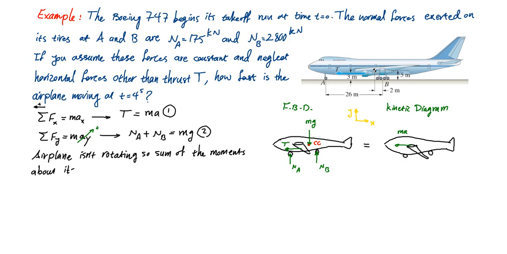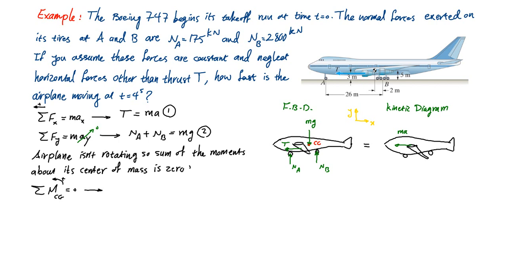Of the moments, let's say about its center of mass. I use center of mass and center of gravity interchangeably. Sometimes they say center of mass, sometimes they say center of gravity, but they're pretty much the same. Is 0. Right, the summation of the moments about center of gravity is equal to 0. I'm going to take counterclockwise direction as positive. Since it's 0, it doesn't matter which direction you take as positive. There is no motion. There is no rotational motion.